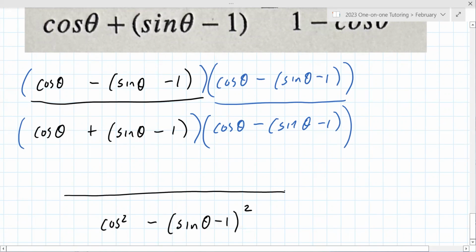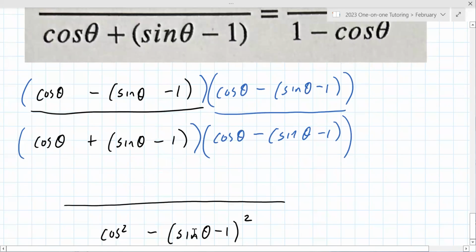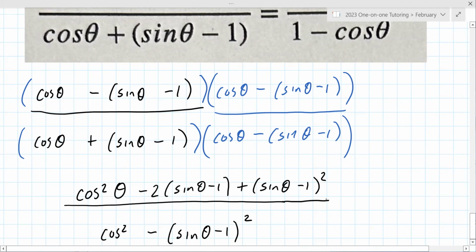The top becomes, be careful here how I write this, because the answer is 1 minus cosine theta. The top I'm going to FOIL. I'm not sure that's the right path, but it's cosine squared theta, and then minus 2 times (sine theta minus 1) plus (sine theta minus 1) squared. That's foiling the top: first, outer, inner, last. Did you FOIL the bottom? I did. It's a difference of squares, so the outer and the inner cancel.